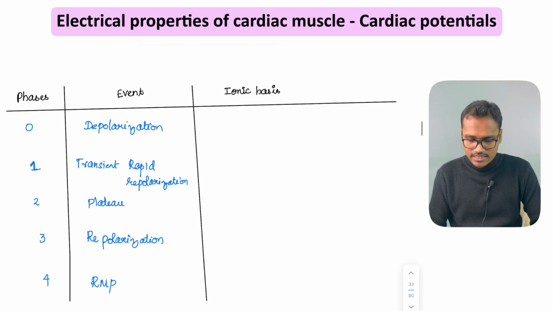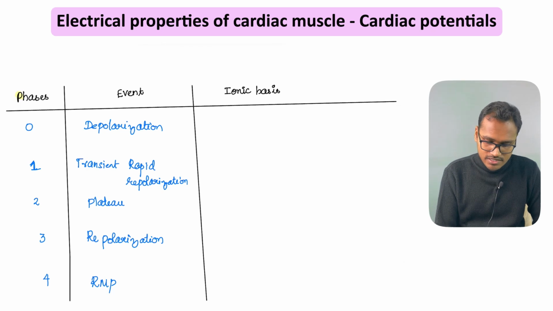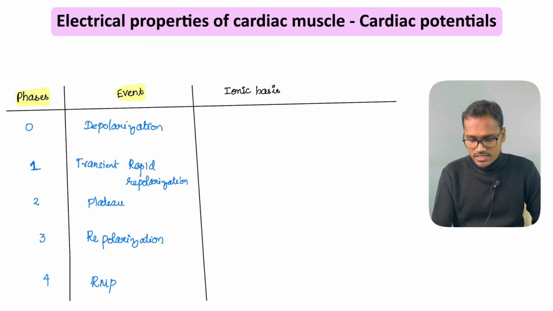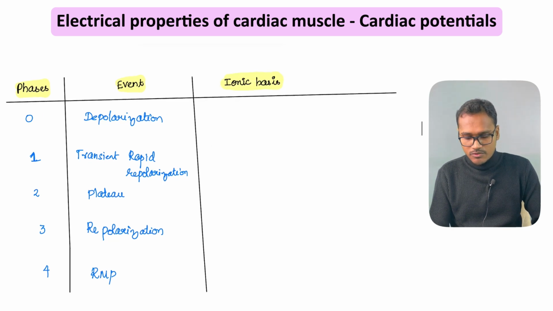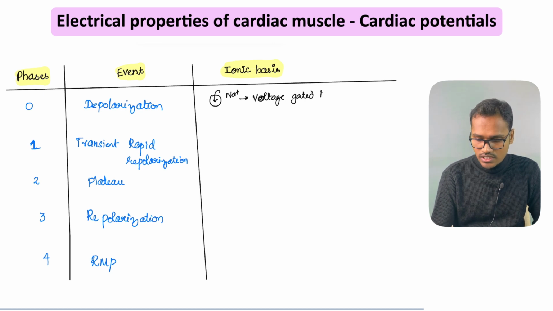So now let's recap and write the ionic basis. Here we have described phases 0 to 4, the event which is happening, which we already discussed, and the ionic basis. What are the ion channels involved? Just a recap of it. For the depolarization, what is happening? There is an entry of sodium ions. This channel is called voltage gated sodium channels.